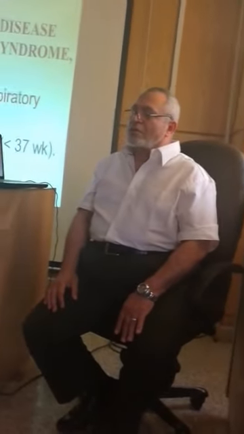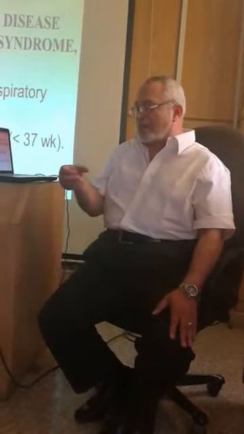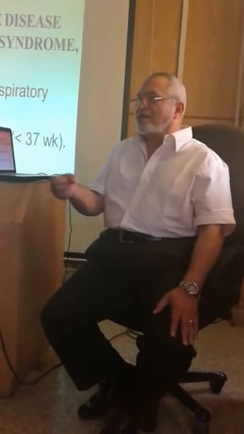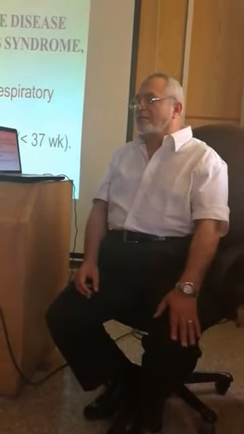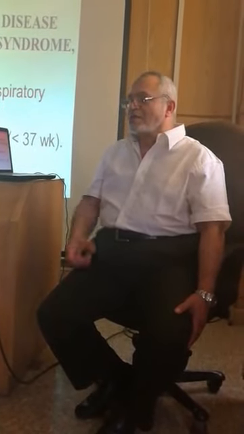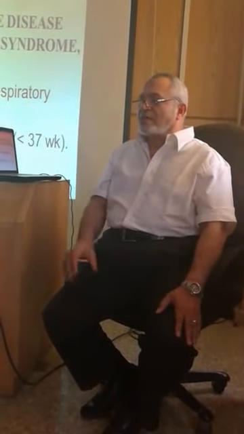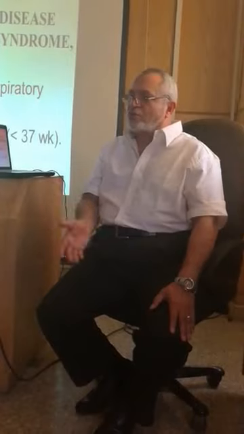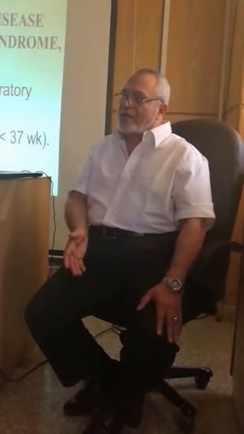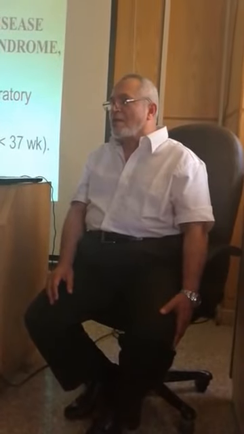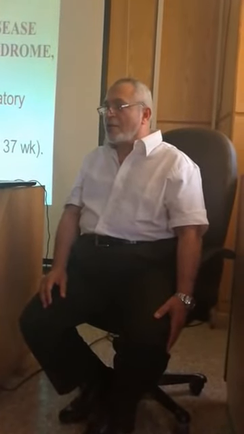Doctor, what is truncus arteriosus? Truncus arteriosus is an obstruction in the aorta, in the main bulk of the aorta, that prevents the blood from being pushed from the ventricle to the whole body. In neonates only or in adults also? In any age, but it is commonly in neonates.